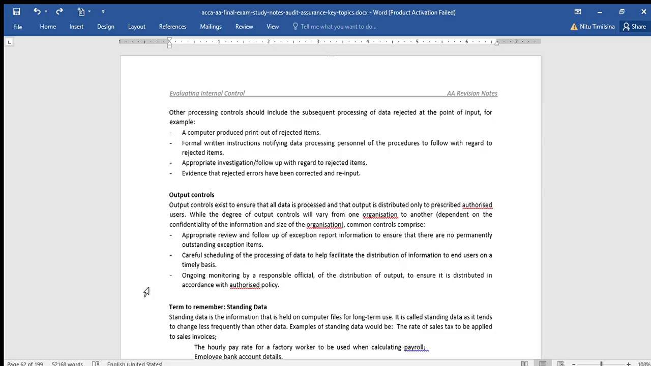So, processing controls ensure that data is processed correctly and files are updated properly. For example, whether the correct bank balance is carried forward or not.